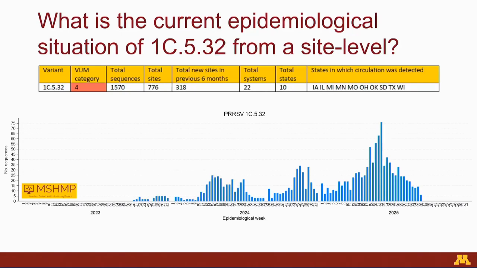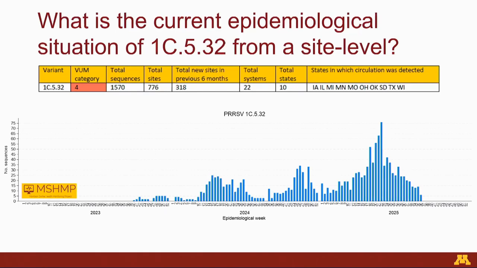And this is important because as herds that are affected by PRRS remain positive and stable for longer periods, it's more likely that those herds are actually going to generate more than one sequence, right? So of those 700 sites affected, half of them occurred in the previous 6 months. So again, indicating that we have a very high transmission of this variant.